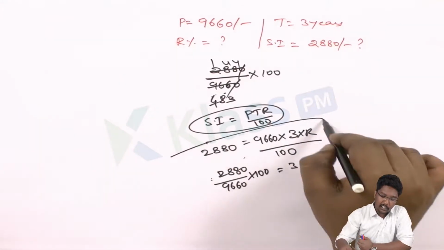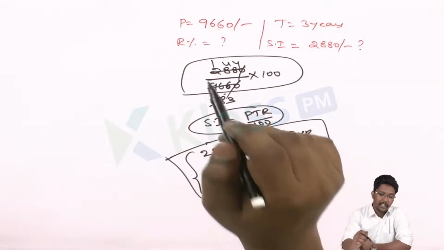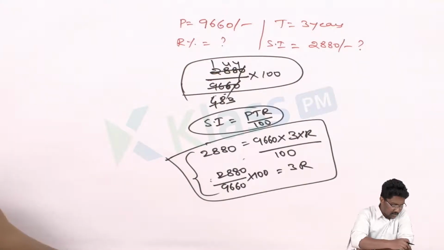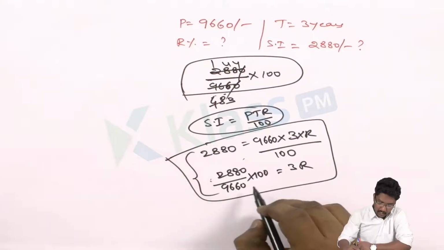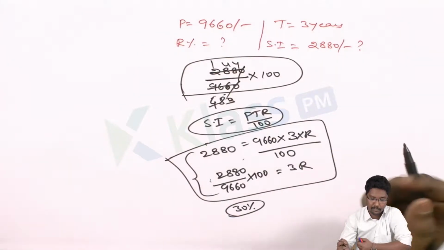So I am avoiding these two steps and directly going to this solving step. Okay. In this way, 2880 is how much percentage? It is, I think, 30%. Around it is 30%. 29 point something. 30%.